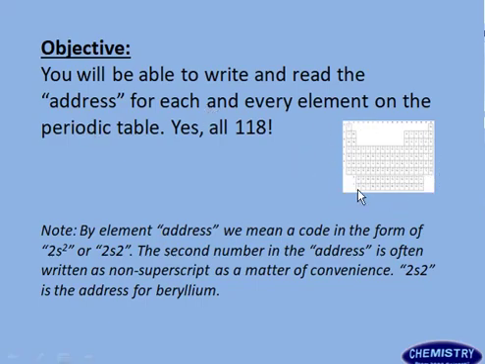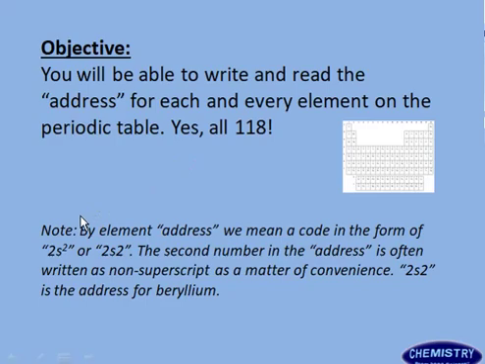Yes, all 118. Now that doesn't necessarily mean that you will be writing or reading all 118, but that you'll be able to do that at the end of this. So given any one of the 118, you'd be able to write and to read the address for that element.